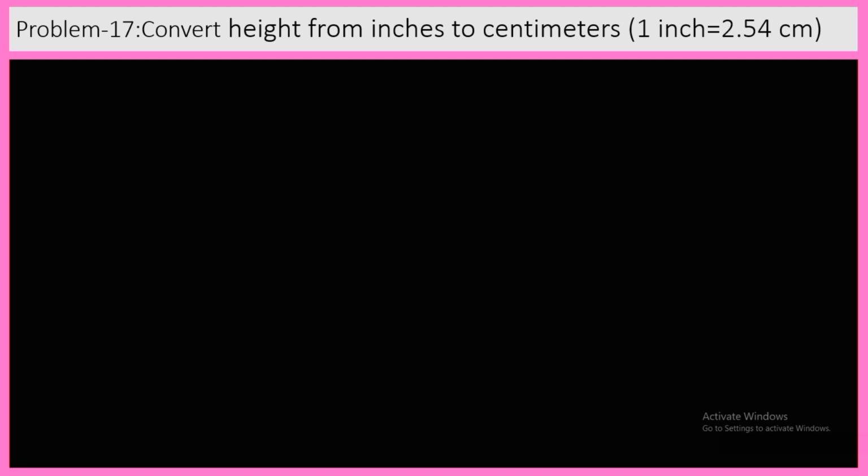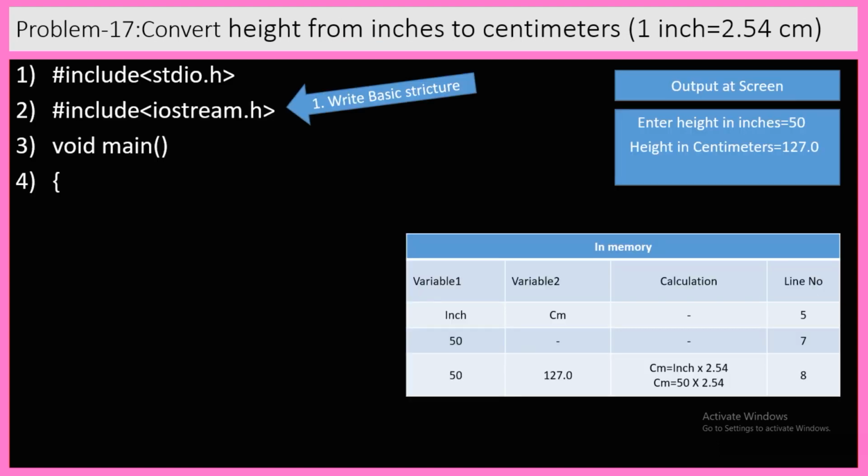Problem 17 is very simple. Convert height from inches into centimeter when 1 inch is equal to 2.54 centimeter. In step 1, write down the basic structure. Step 2, define variable, float, inches and centimeter.